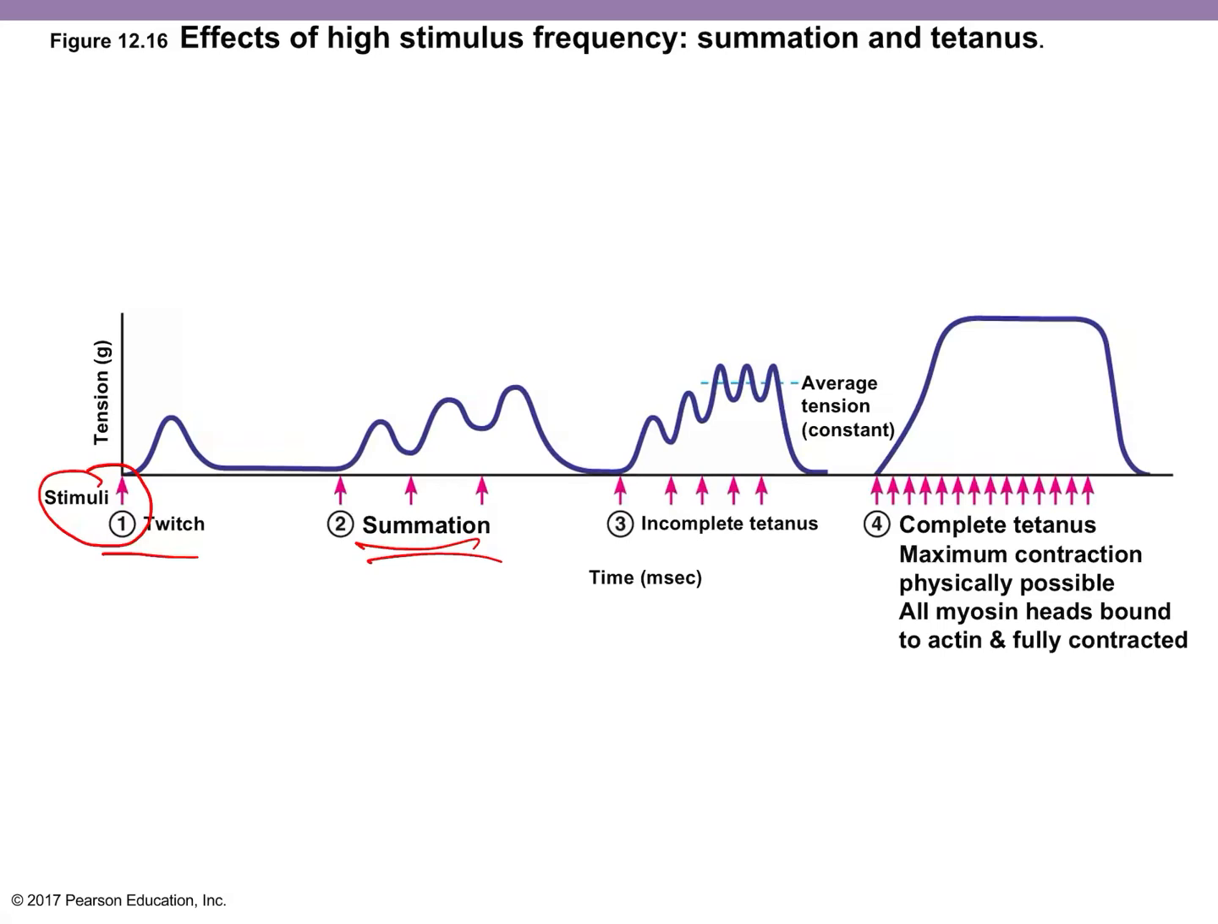Then we have summation. If we send more action potentials, closer together, we can sum up the amount of tension put on the muscle. And if we have more and more frequent action potentials, we can achieve tetanus. We don't need to worry about number 3, but complete tetanus is where you have maximum contraction. All right.